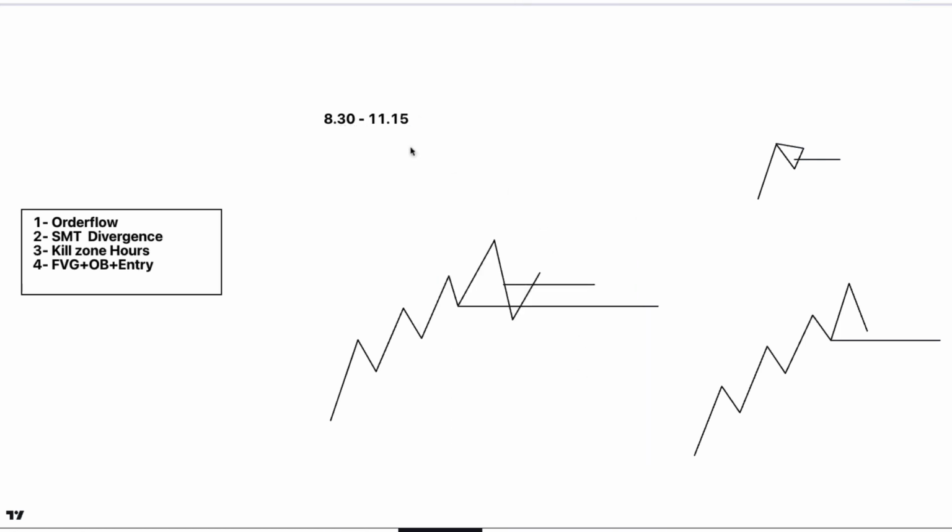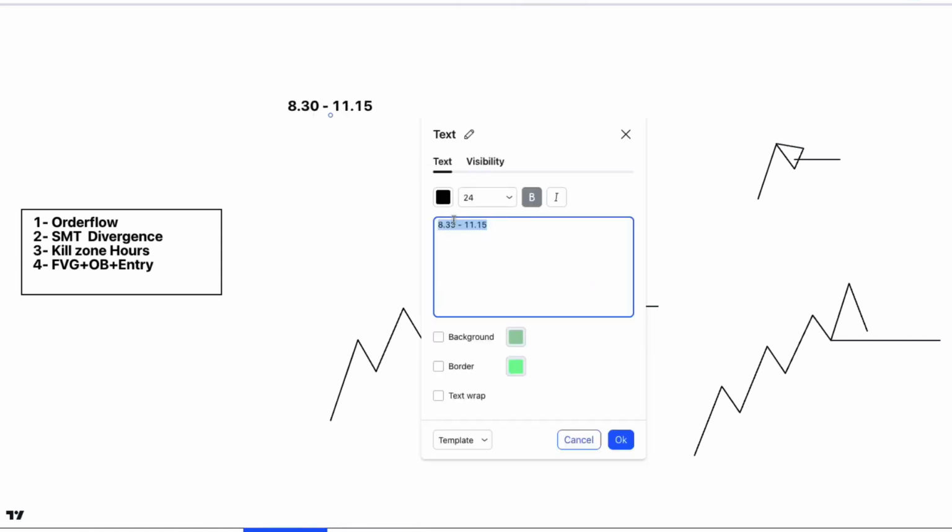So make sure you have your chart set to New York time. So now this is my kill zone hour, guys. This is my kill zone hour for Forex. For indices, it's 9:30. Okay, so your entry must be at precise 9:30 or after 9:30 and not later than 11:15. And you should not trade after 11:30. If you have a trade opened, you should close it by 11:30.